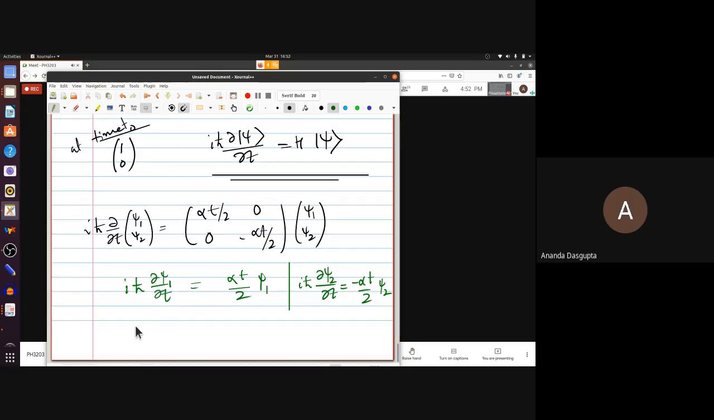So this immediately tells me what psi 1 and psi 2 are going to be, right? Remember at time t equal to 0, you had (1, 0). At t equal to 0, you had psi 1 equal to 1 and psi 2 equal to 0. So what is the solution to this set of differential equations given this initial condition? At time t, what is psi 1 going to be? It's easier to say what is psi 2 going to be at time t.